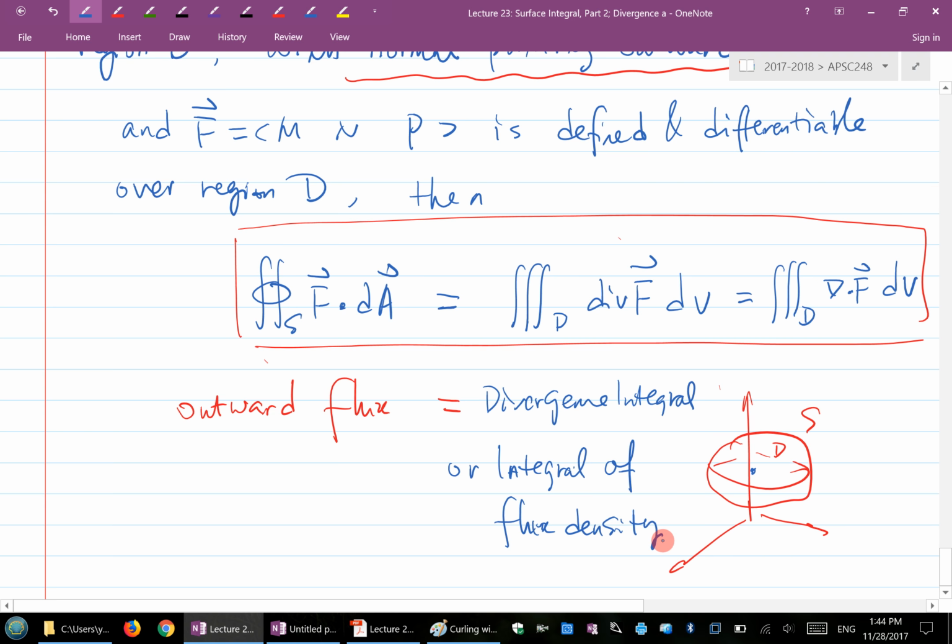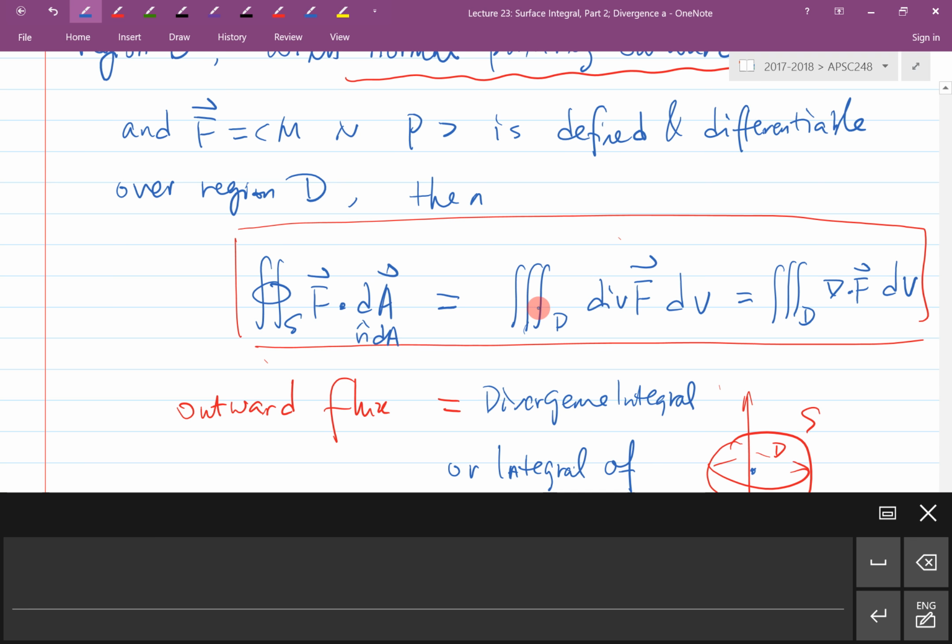Yes, dA vector is n hat dA, right? Yeah, n hat dA, that's right. Very good. So the divergence theorem basically connects the triple integral with a double integral. You have a double integral here, a triple integral here, and that's basically what it connects.